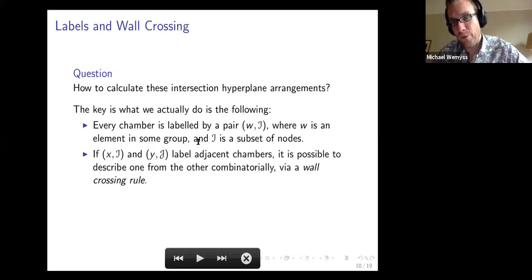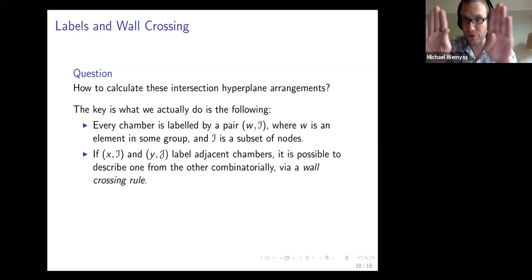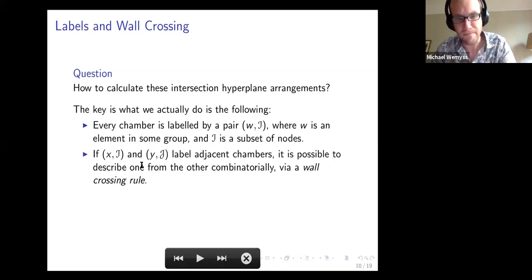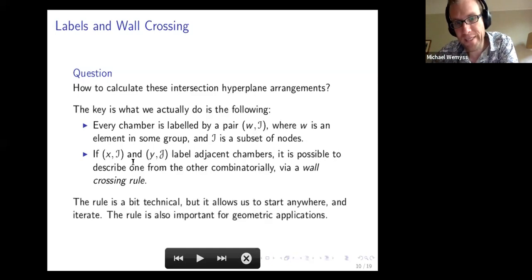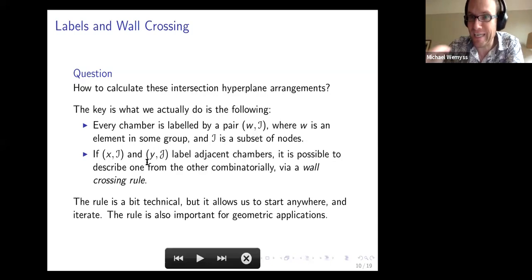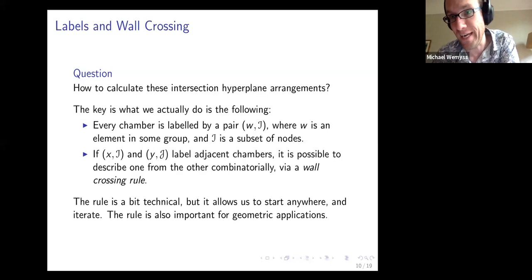But the key point is, as soon as you have a labeling and you have two chambers that are beside each other, you can ask: is there some combinatorial rule to get between the two different labelings? And it's true, there is one. It's a little bit bizarre, the rule, but it exists. And although it's a little bit technical, it's what allows us to actually calculate these arrangements and classify them.